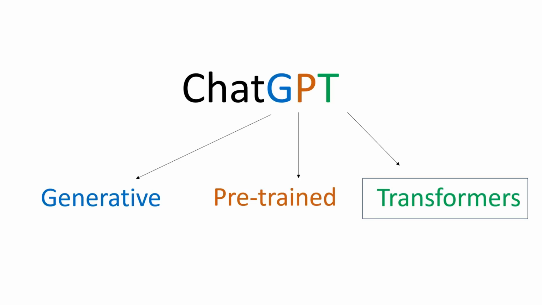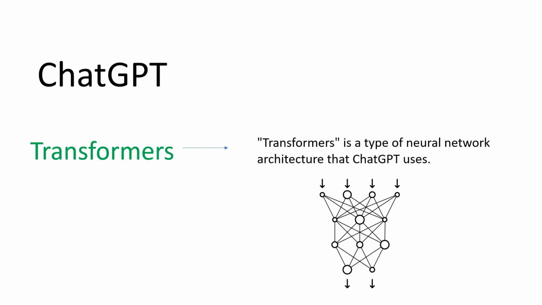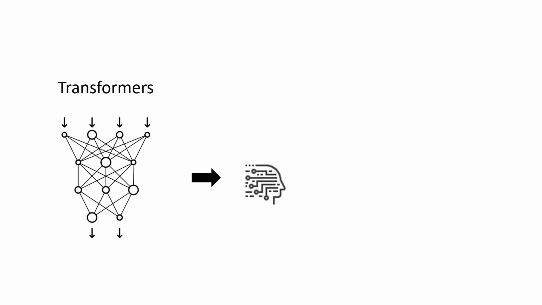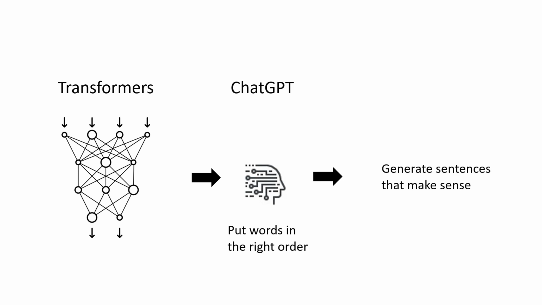The last word is transformers. Transformers is a machine learning technique. Transformers is a type of neural network architecture that ChatGPT uses. Neural networks are a series of algorithms that are designed to recognize patterns. The transformer architecture is particularly good at handling sequential data like languages. So think about it this way. Transformers is like a word puzzle expert inside ChatGPT's brain that helps it to put words in the right order and make sentences that make sense.